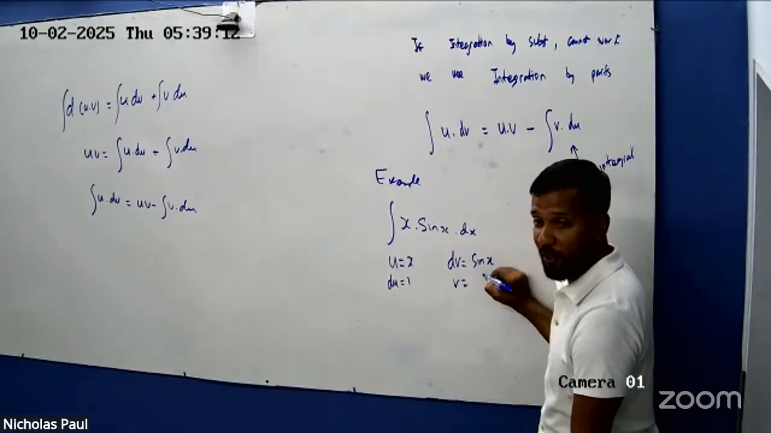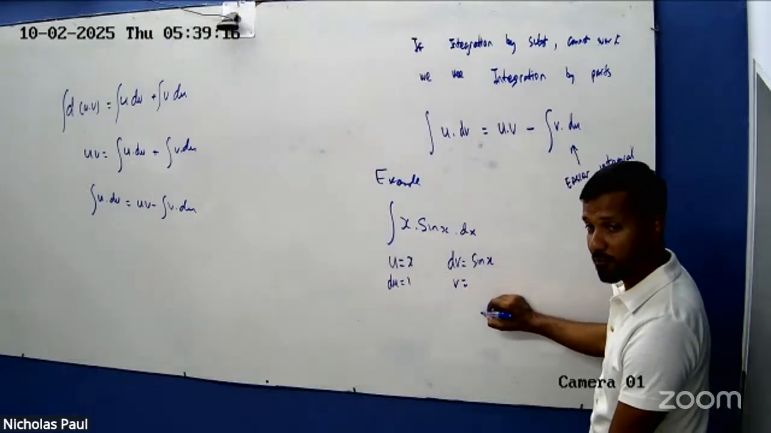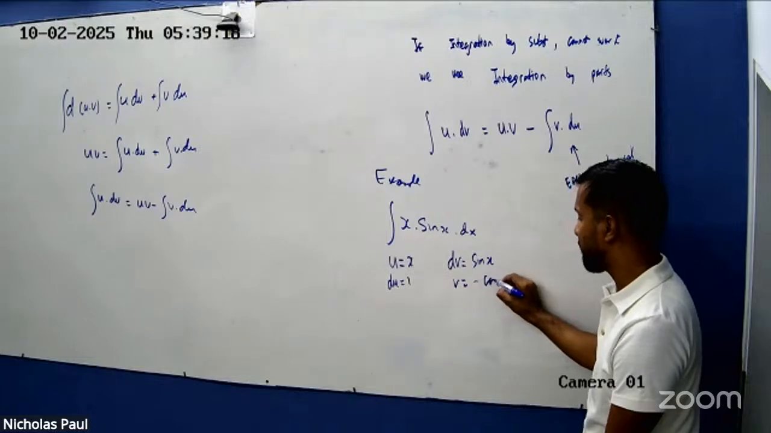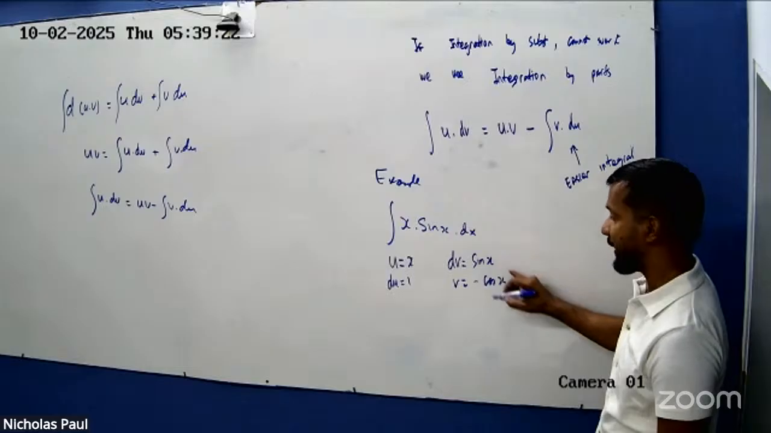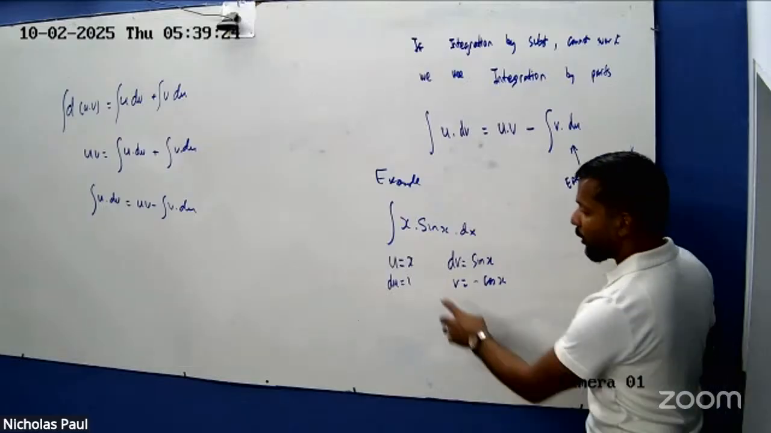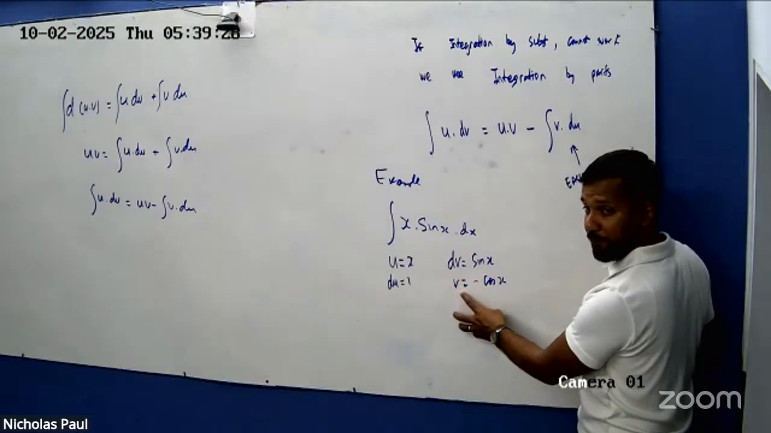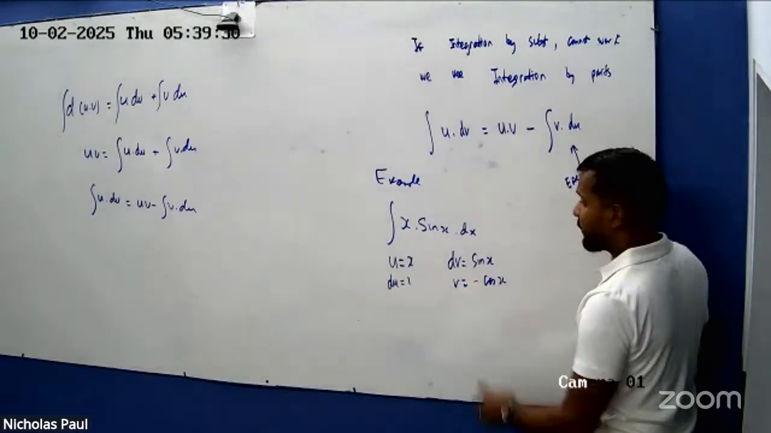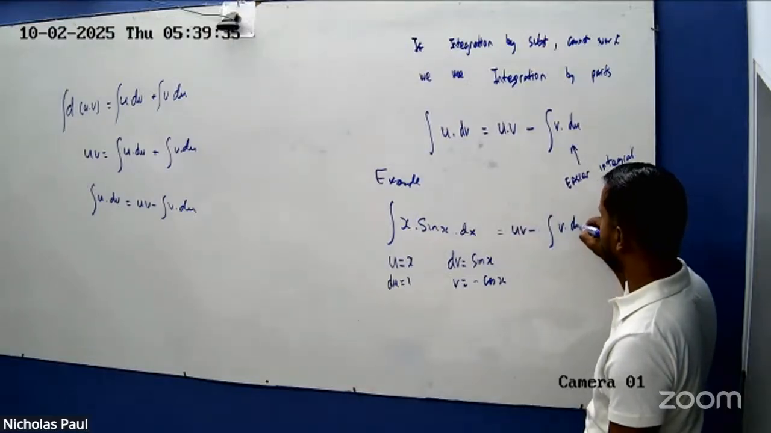What's the integral of sine? Minus cos. Remember that? The integral of sine is minus cos. So now I have u and du. I have dv and v. That's okay? So I'm going to use the formula uv minus the integral of v du.